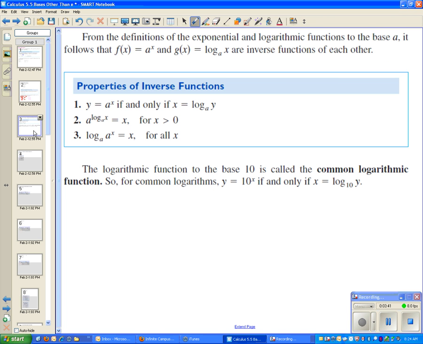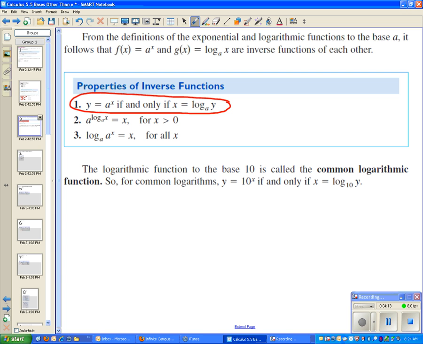Now, just like e and natural log are inverse functions because they're both to the base of e, as long as you have the exponential function and the logarithmic function with the same base, and now we're calling it a because it doesn't have to be e anymore, any constant will do except for 1. 1 just kind of screws everything up. They're inverse functions as long as they have the same base.